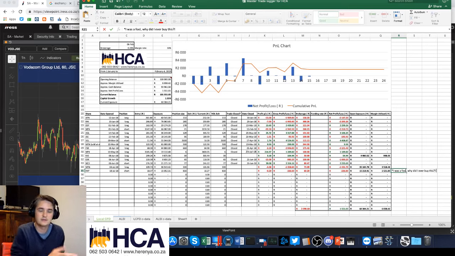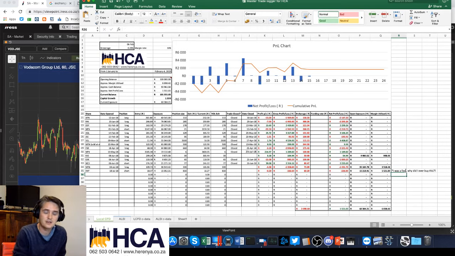So, you can write something like that, or you can write down the criteria that you use to get into the trade. You can potentially add screenshots to the trade setups that you saw, so that you can come back and study why you made the decisions that you made, and then see where there is room for improvement. Right, and that's pretty much my whole story here, guys.